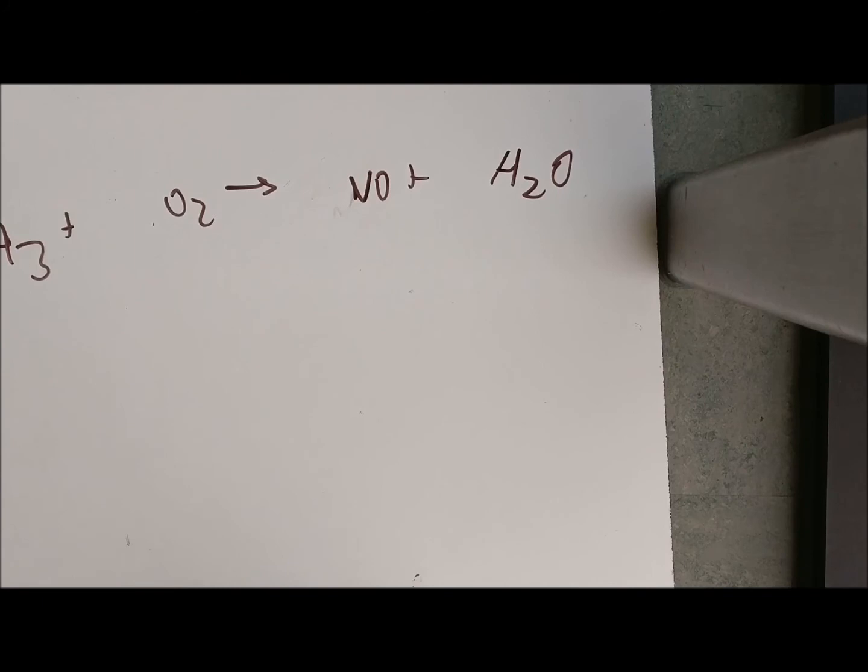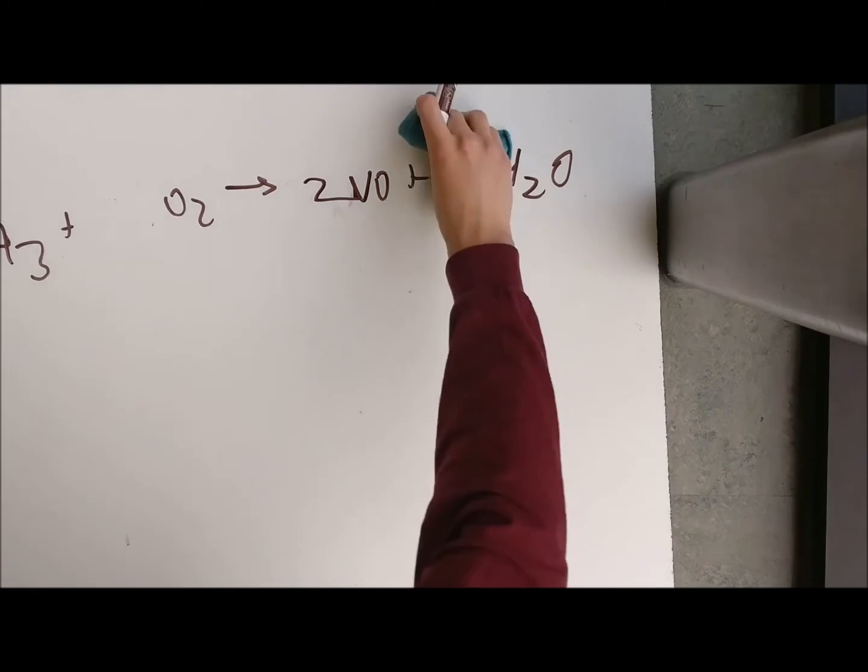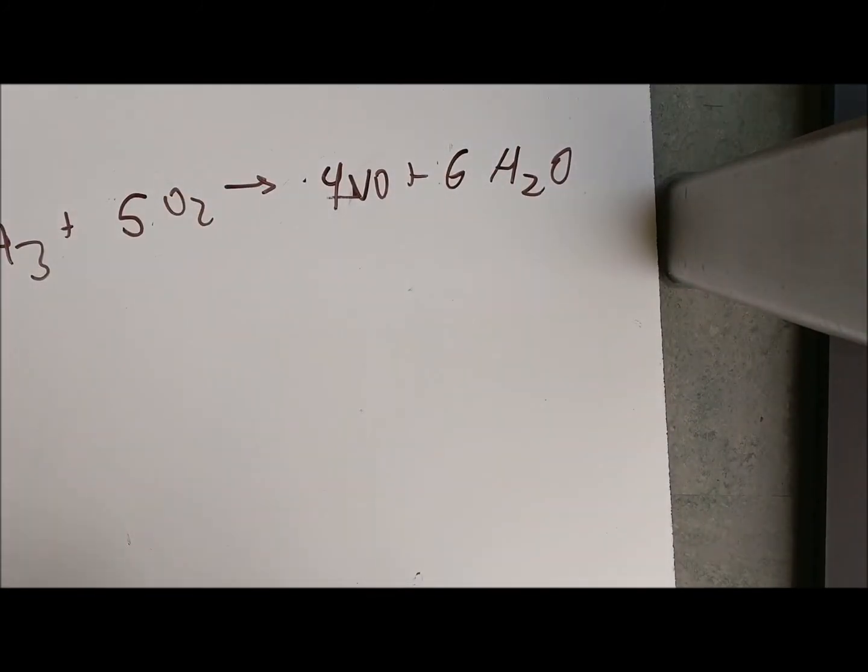So if we count up our oxygens on the right side now, we have 10 oxygens on the right side. And okay, so 10 oxygens, how many moles of O2 is that going to be? Well, it's going to be 10 over 2, which equals 5, so we're going to have 5 O2. So our final formula is going to be 4 NH3 plus 5 O2 yields 4 NO plus 6 H2O.